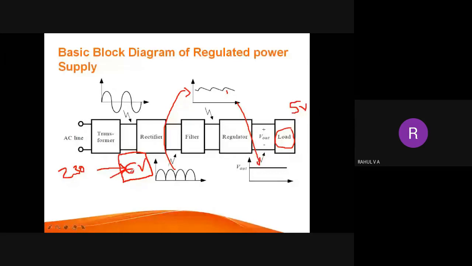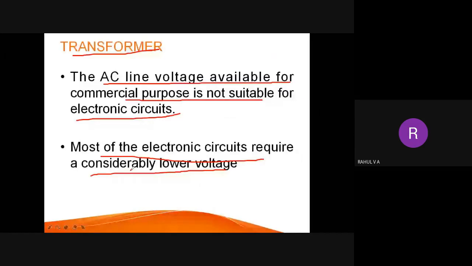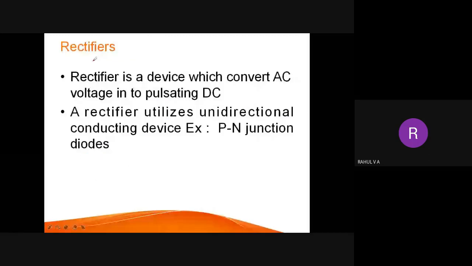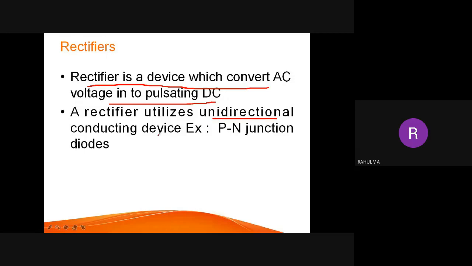So we have finished the transformer session. Then we have the rectifier session. So the rectifier will convert AC voltage into pulsating DC. That you should remember, it is not pure DC, it is pulsating DC. So what is this rectifier actually? Rectifier uses a unidirectional conducting device, for example a PN junction diode. It just uses diode to convert this AC to DC.